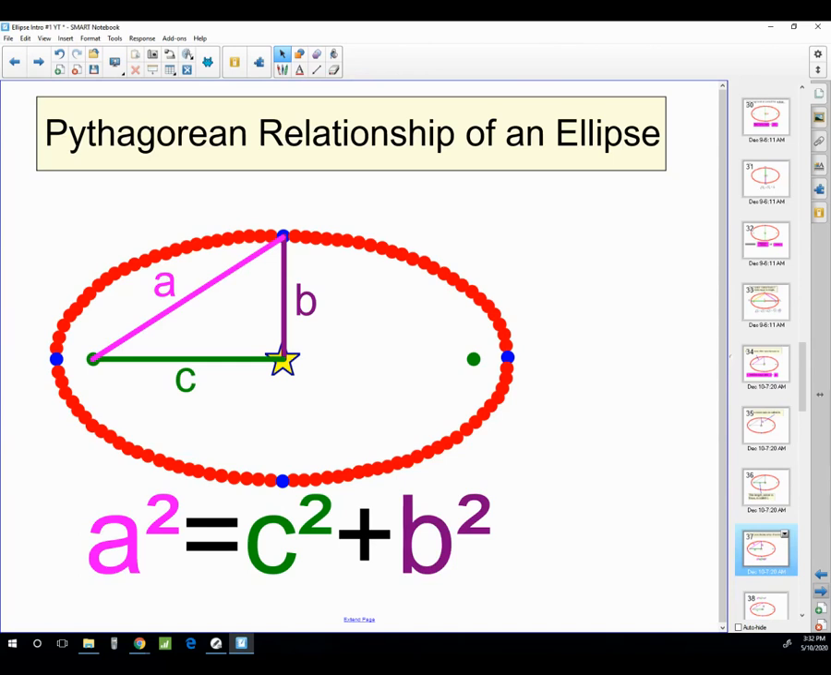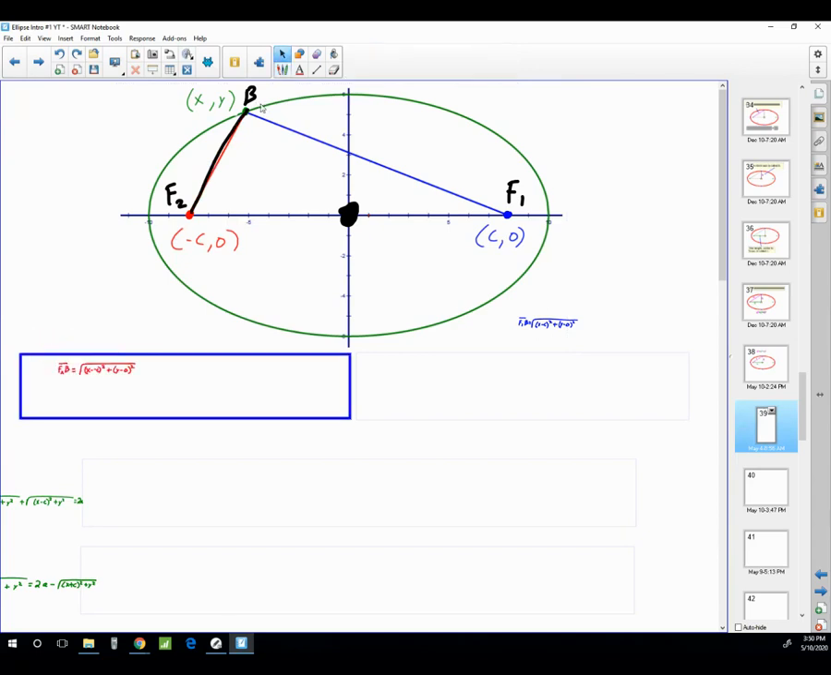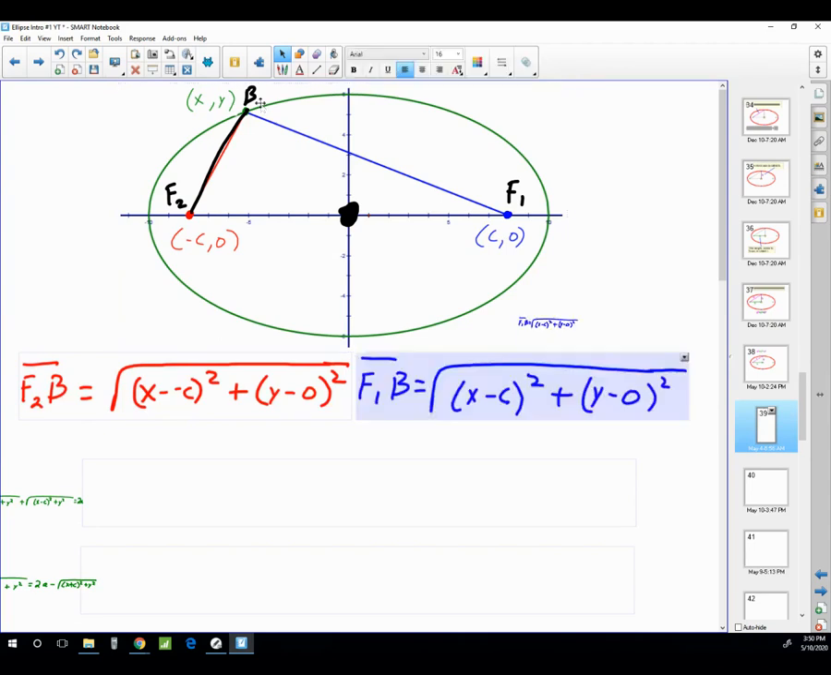And we're going to use this Pythagorean relationship to make an equation. We have reset up the ellipse with random point B with random coordinates x, y. F2 and F1 are each a focus with a center at the origin. That allows us to write the coordinates of F1 as (c, 0). If you don't get that, hit me with a text. F2 is (-c, 0). So if we did the distance from F2 to B in the distance formula, it would look like that. And similarly, if we did F1 to B, it would look like that.